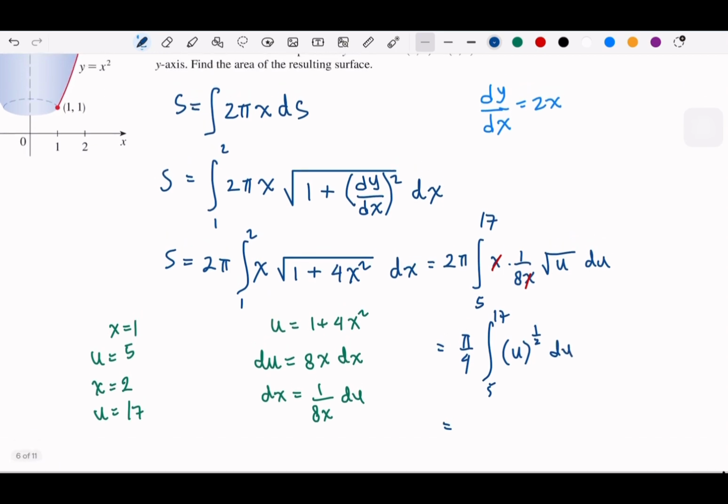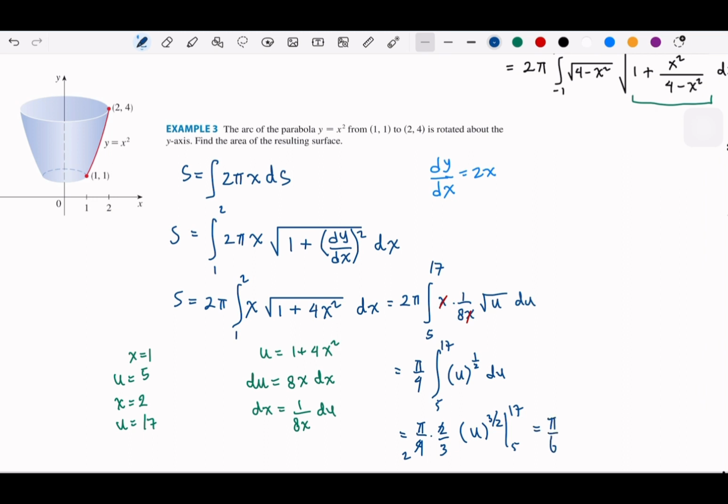And this will be 2 over 3, right? So pi over 4, 2 over 3, and then u to the 3 over 2, and then 5 to 17. Okay, so cancel this. So we have pi over 6, and we have 17 square root of 17, right? And then minus 5 square root of 5. If you want to use a calculator, it's okay. If you want to make it decimals, that's also fine.